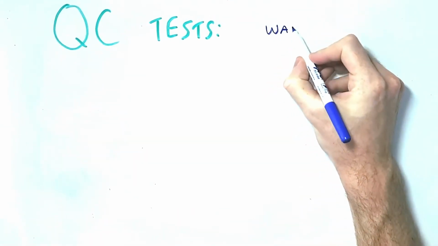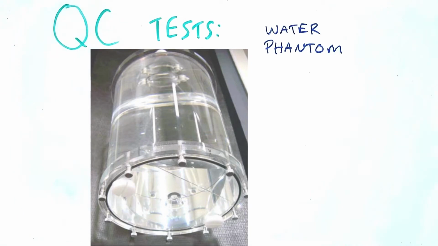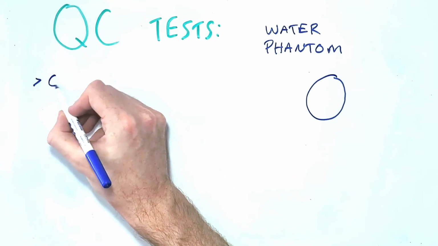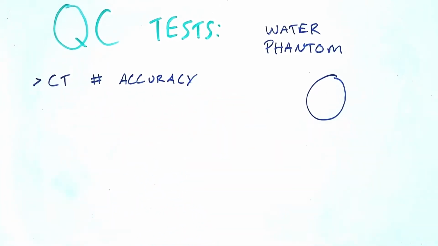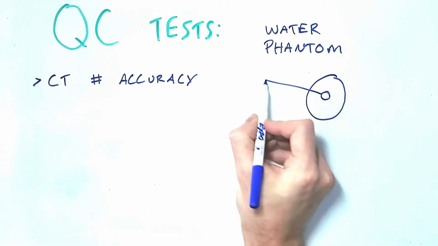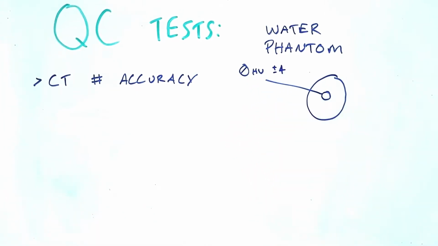Many QC tests are going to be performed with an acrylic phantom or a water phantom. As we know, the CT number of water is 0 Hounsfield units, so one of the most basic QC tests we'll do is to test the CT number accuracy by scanning the water phantom and assessing how close to 0 that number is in the middle of the phantom. The CT number for water should vary from 0 by no more than plus or minus 4 Hounsfield units.